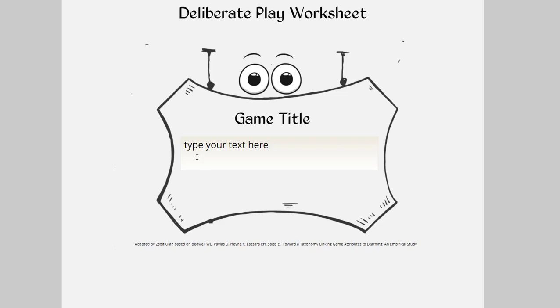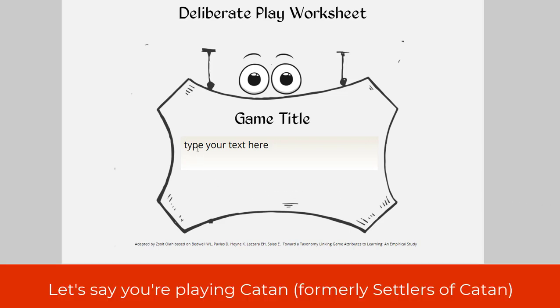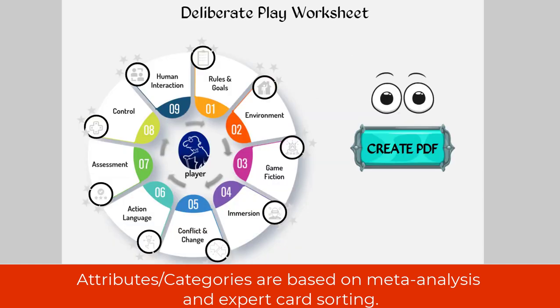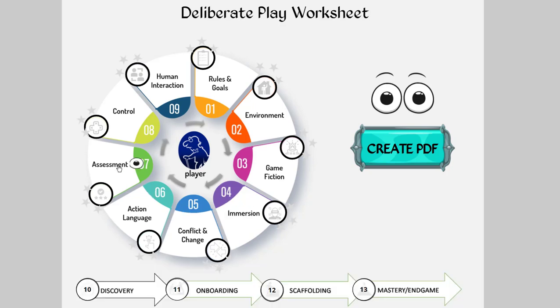Let's say we're analyzing Catan, formerly known as Settlers of Catan, one of the best board games that I can recommend. You type in the title for the tool so we know when we create the output what game we're talking about here. Now you press start, and this is where you spend most of your time. There are 9 categories that you want to use to look at and analyze the game: rules and goals, environment, game fiction, immersion, conflict or challenge, action language, assessment, control, and human interactions.